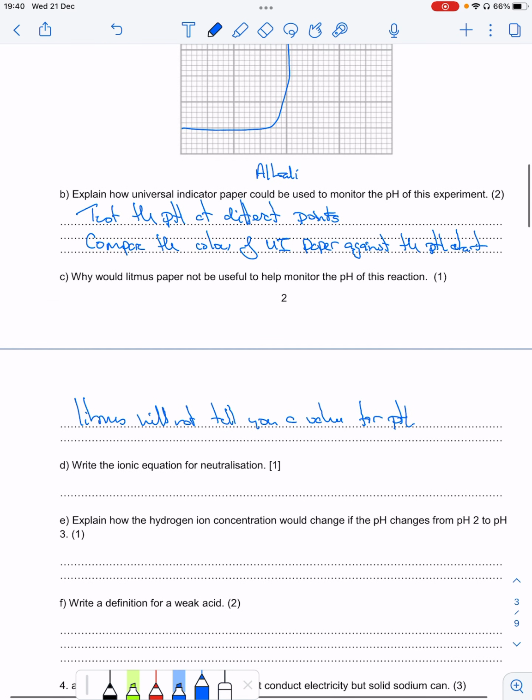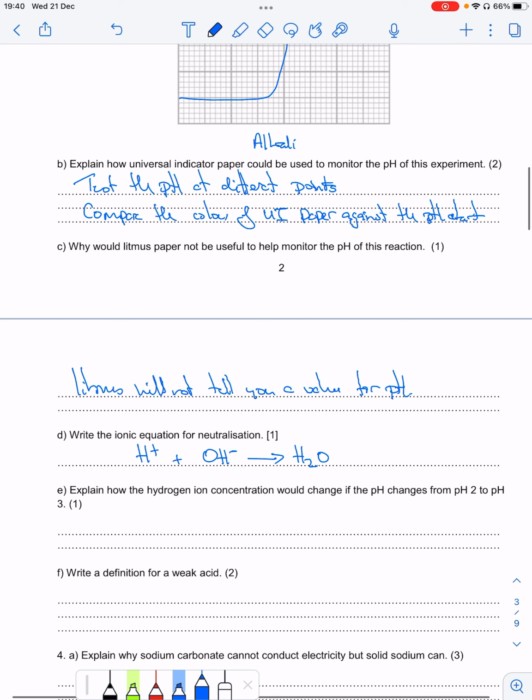Ionic equation, remember neutralization is an acid. All acids contain hydrogen ions. With an alkali, so our alkalis contain hydroxide ions, and in simple terms, when they come together in the ionic equation, you make water, which is neutral, H2O.